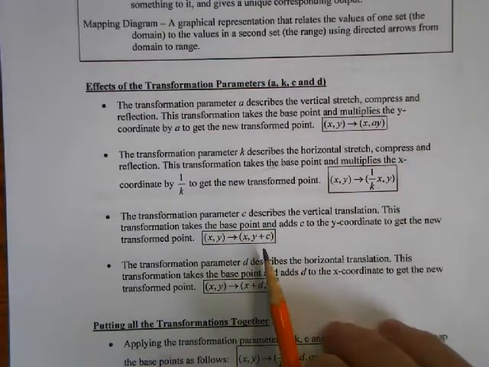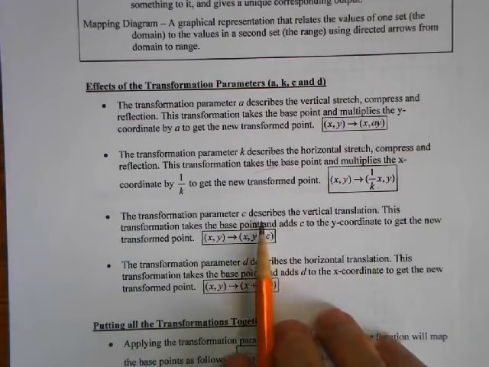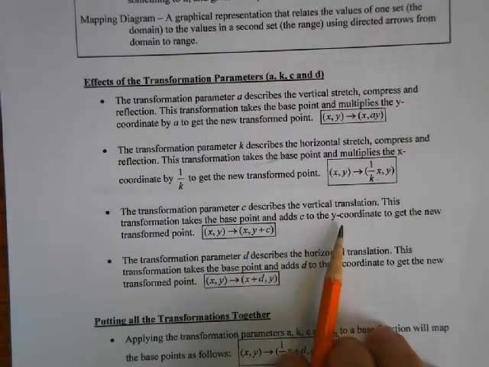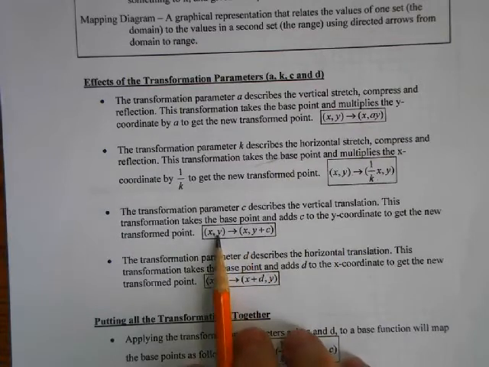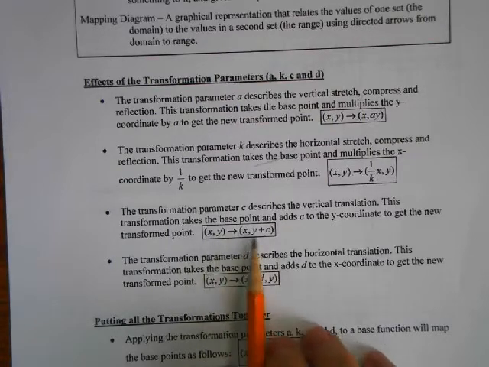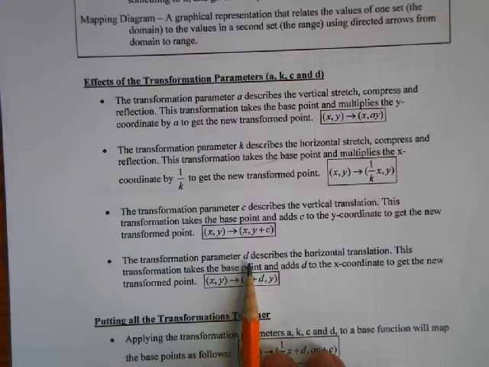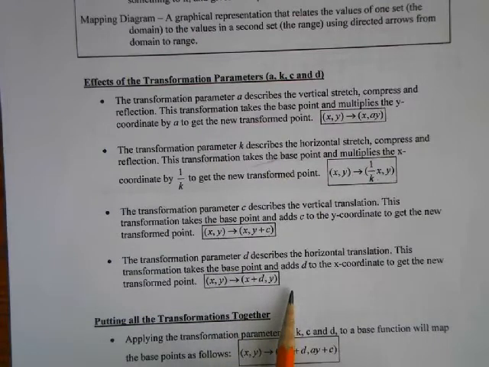Now we're going to C. The transformation parameter C describes the vertical translation. This transformation takes the base point and adds the C value to the y coordinate to get the new transform point. So if we're just doing the effects of C, we would take our base point (x, y), and all we do is add C to the y coordinate. Similarly for the D parameter, that's the horizontal translation. That's affecting the x coordinate, horizontal, left, right. So this transformation takes the base point and adds D to the x coordinate to get the new transform point. You take the original base point (x, y), and all we do is add D to the x coordinate. We don't change anything with y.